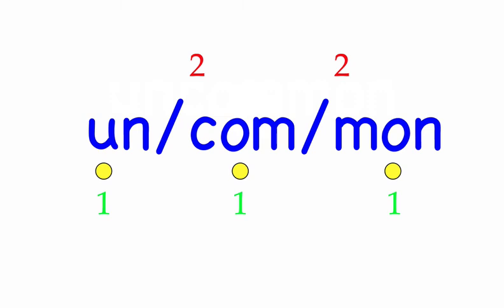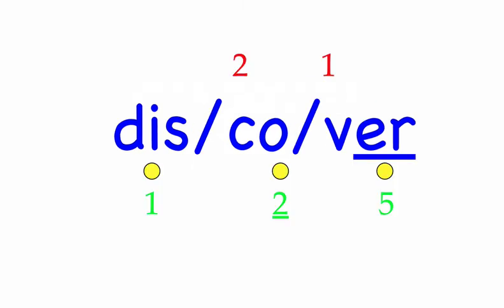Row 9 is discover. Let us see what we will discover. First syllable dis, three sounds: d, i, s. Cov, two sounds: k, ah. Er, two sounds: v, r. Discover. Mark the word.